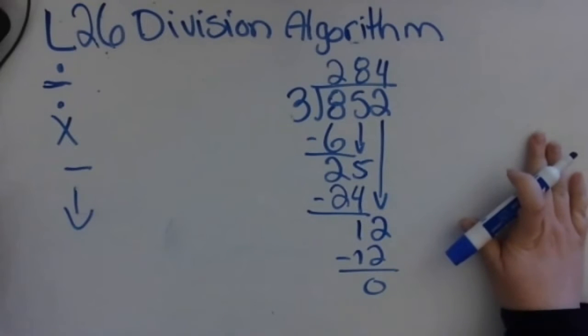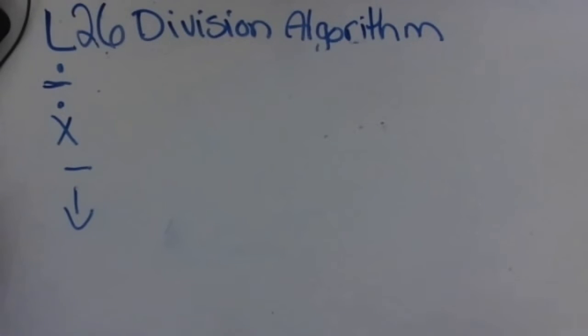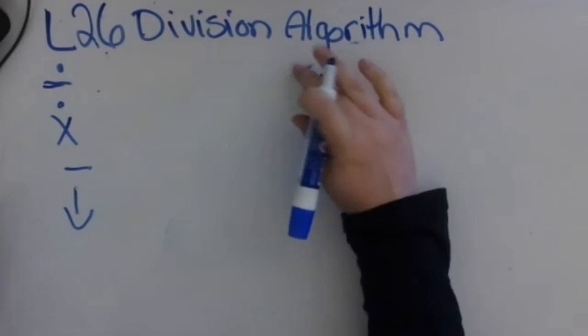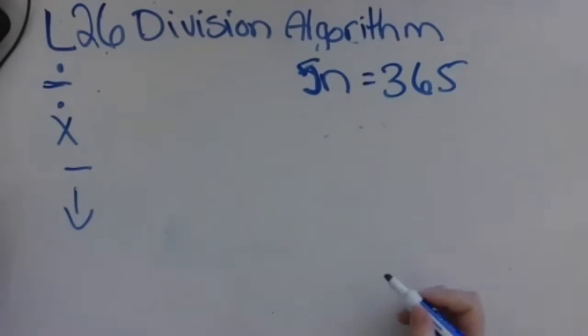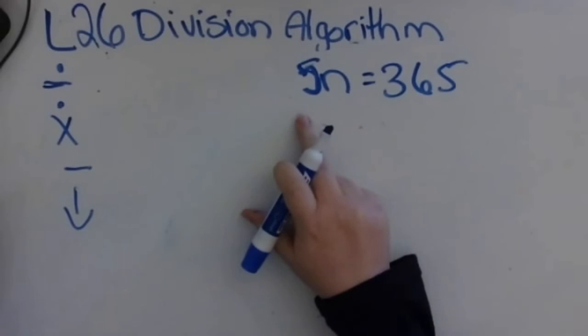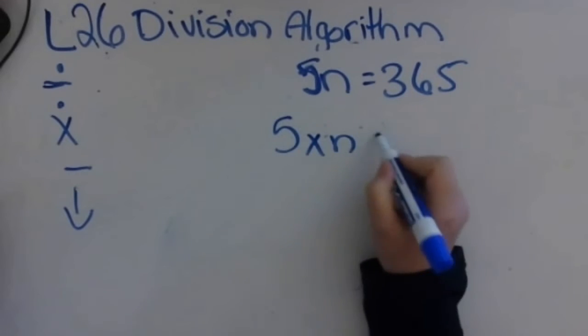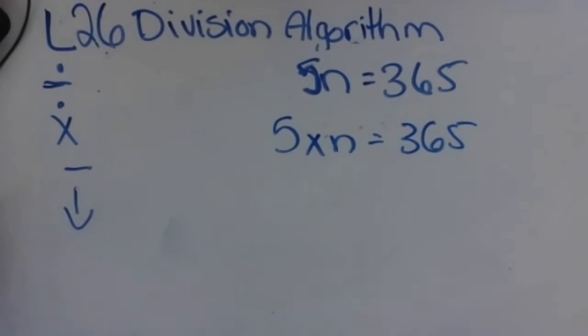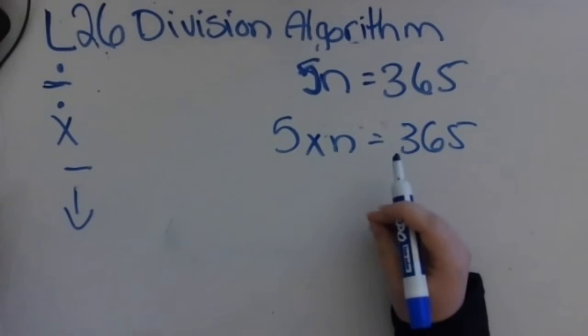Let's do one more together, and then we will move on. So 5n equals 365. When you have a letter beside a number like this, you are multiplying. That's what that says. It says multiplication. So this is a missing number problem. You have 5 times n equals 365. When we have ones like this, you are doing the opposite, or the inverse. The inverse of multiplication is division.